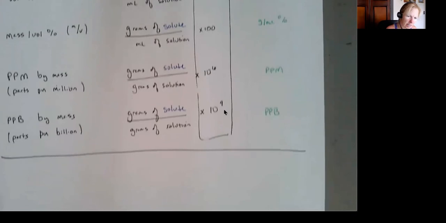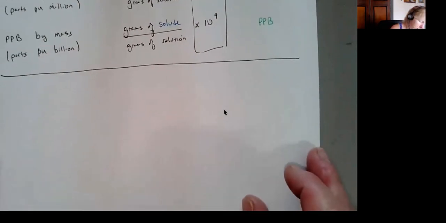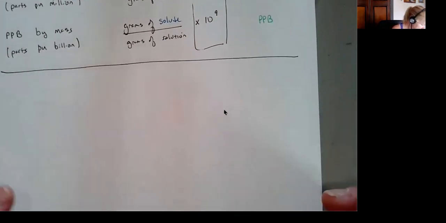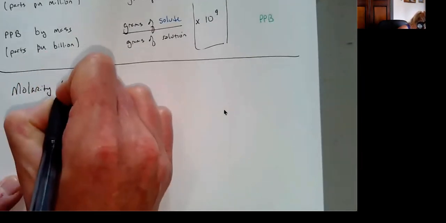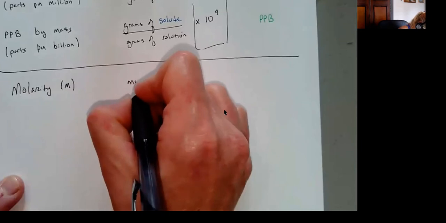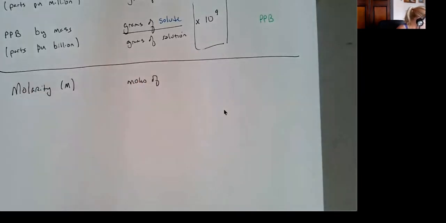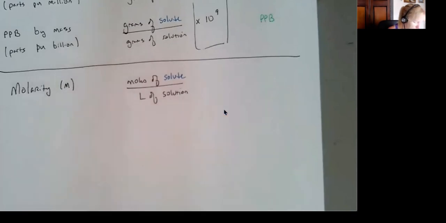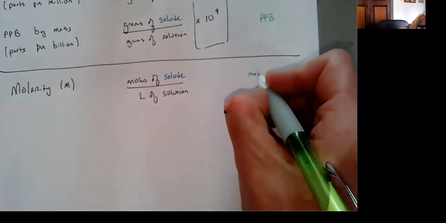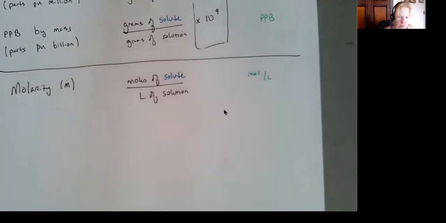The next type, which we use more often, especially in aqueous solutions, is molarity, and that's big M, which is moles of solute over liters of solution. This does not have a multiplication factor, so my units are moles per liter. This is not a percentage. I have big M here.